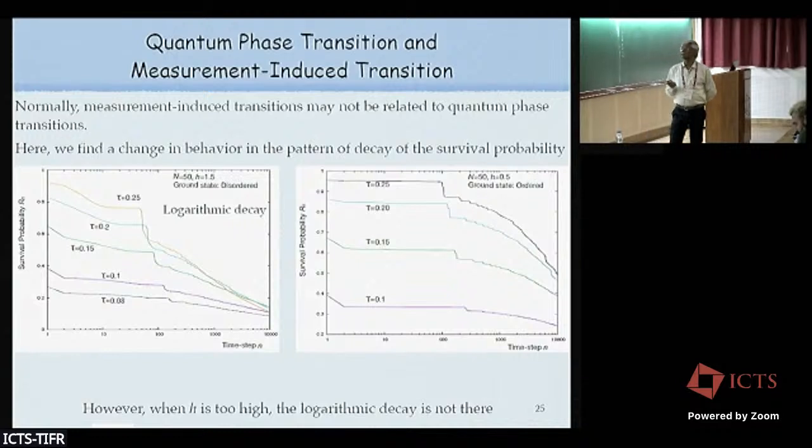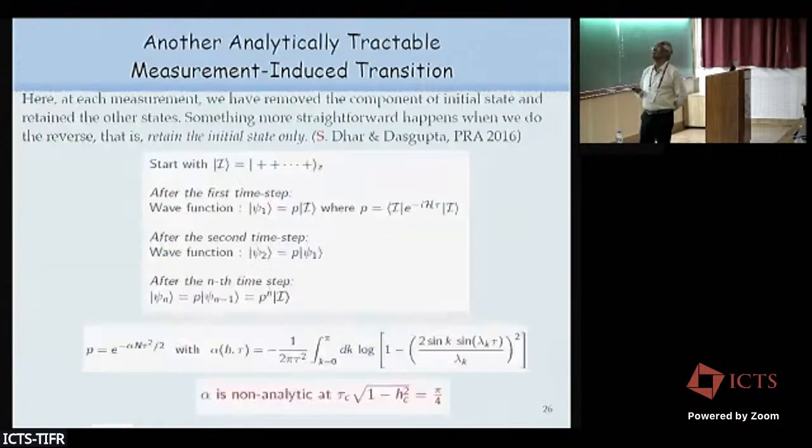However, it's not true that in the entire disordered region I find logarithmic decay. When h is too high, say 3 or 4, then the logarithmic decay is not there. But immediately after 1, there is a logarithmic decay. That's all about this thing.